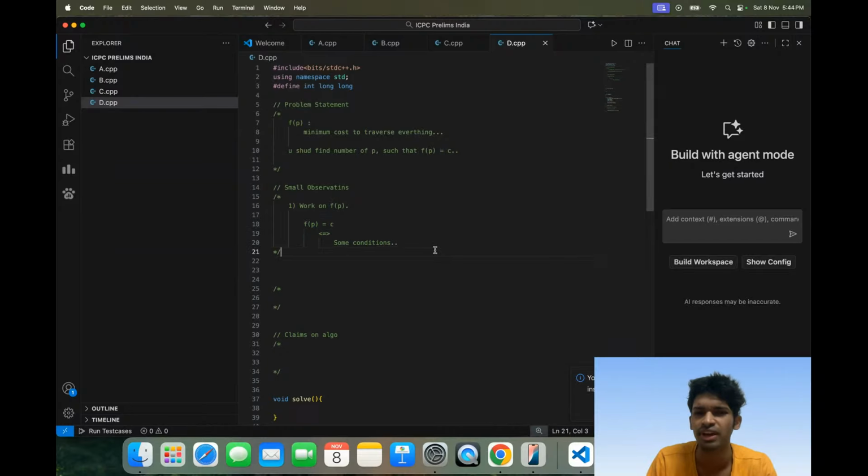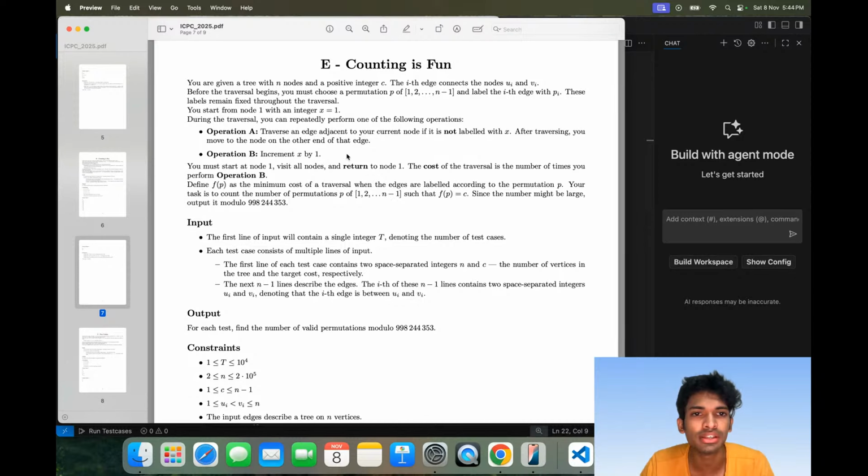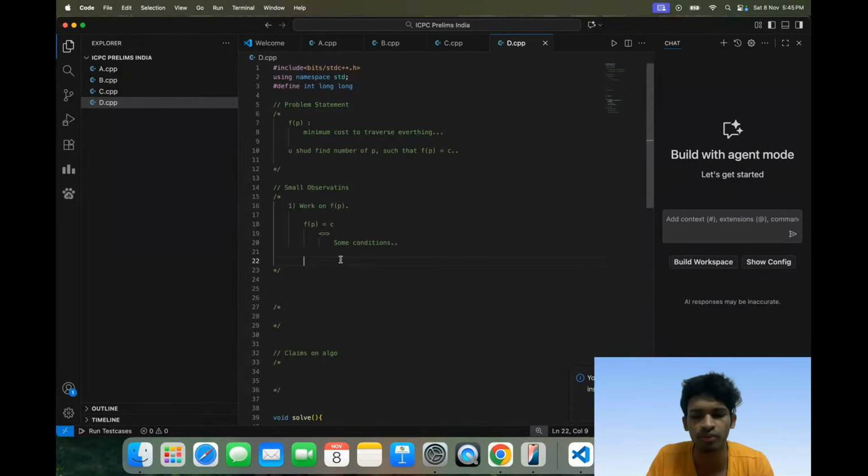So first you have to simplify that. First you have to work on f of p. What would be f of p? Okay, if the number of operations is b, what is the final value of x? The final value of x is this number exactly. Let's just think about one test case.